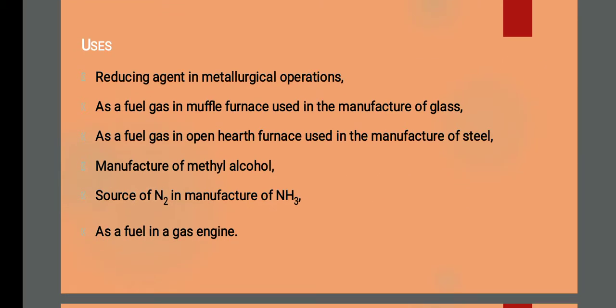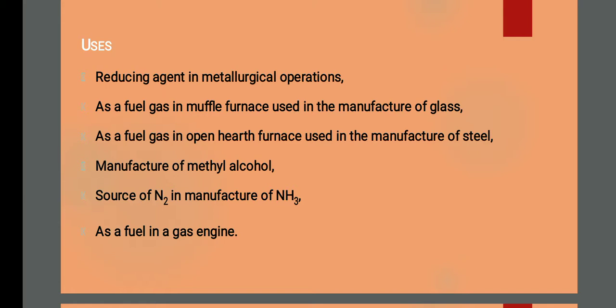Next we can see the uses of this producer gas. First use is it is used as a reducing agent in metallurgical operations. You know what metallurgical operation is? I said metallurgical coke is being produced. For production of steel, iron, and many metals for many purposes, in those metal operations we are in need of a reducing agent, and this producer gas will act as a reducing agent in metallurgical operations.